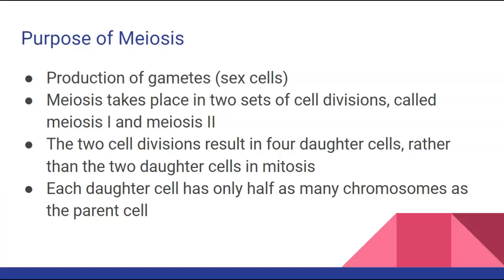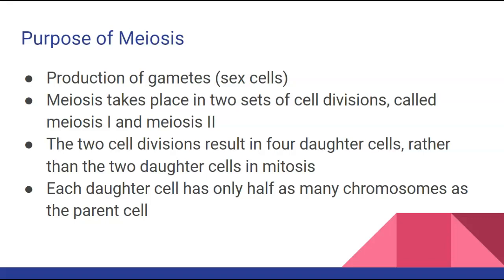So to start, let's talk about the purpose, and the purpose is the production of gametes. That is, by and away, the baseline purpose of meiosis. It is to create sex cells. There's a lot of steps in meiosis, but the end goal is to produce gametes.